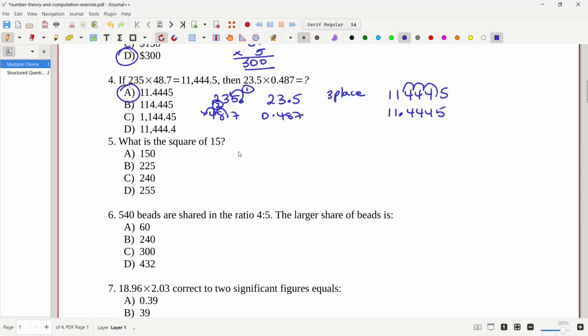Next, what is the square of 15? Now I'm going to show you a quick method I would use to calculate squares. So 15 squared, and what I'm going to do is break this up into 2 numbers.